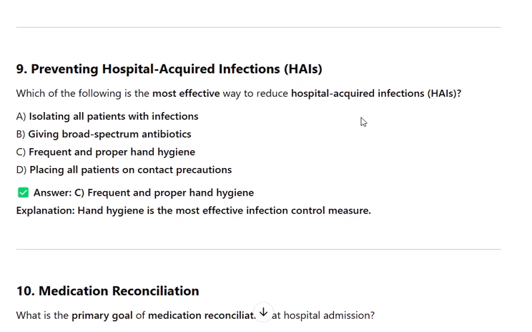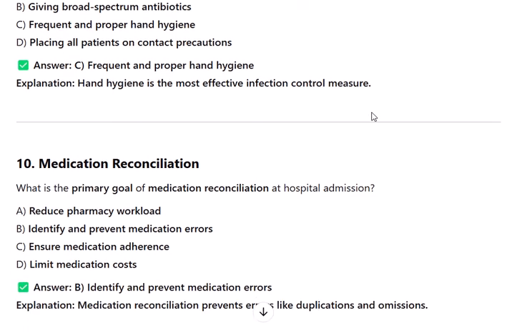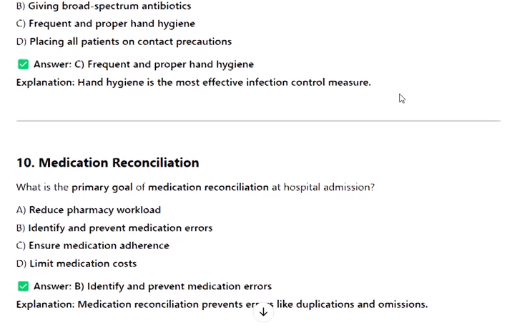10. Medication reconciliation. What is the primary goal of medication reconciliation at hospital admission? A. Reduce pharmacy workload. B. Identify and prevent medication errors. C. Ensure medication adherence. D. Limit medication costs. Answer: Identify and prevent medication errors. Explanation: medication reconciliation prevents errors like duplications and omissions.